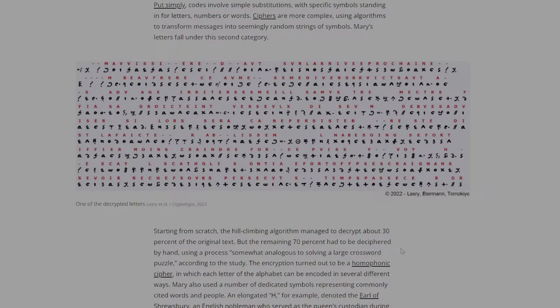According to the study, the encryption turned out to be a homophonic cipher, in which each letter of the alphabet can be encoded in several different ways. Mary also used a number of dedicated symbols representing commonly cited words and people. An elongated H, for example, denoted the Earl of Shrewsbury, an English nobleman who served as the Queen's custodian during her time in captivity. So it's called a homophonic cipher.